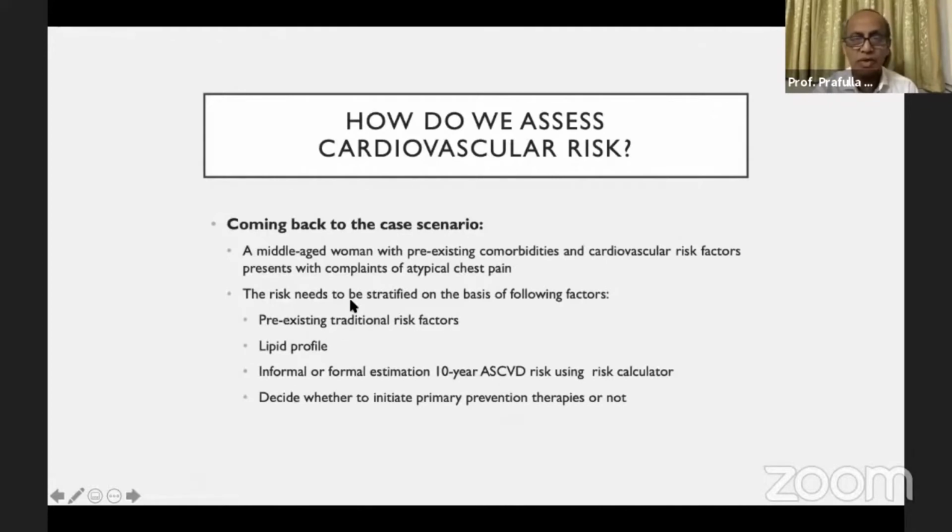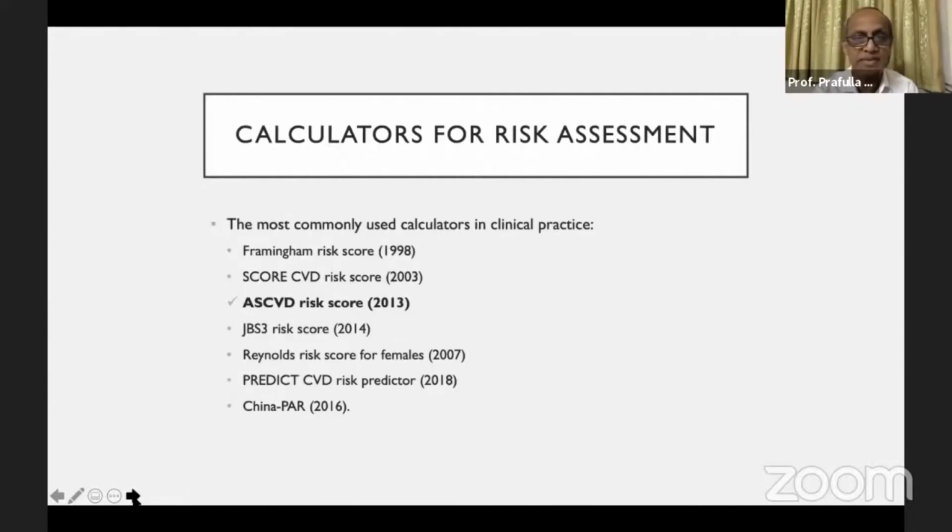Then once we have looked at the traditional risk factors, we should order a lipid profile for that patient. And this is the crux of the talk: informally, for the young people, we go about calculating their risk by using what is known as a risk calculator. Now, in keeping with the theme of the World Heart Federation for this year's World Heart Day, digital, you connect with your devices to risk factor. These are available on mobile apps, as you will see later. And all this is in order to be able to initiate primary prevention therapies.